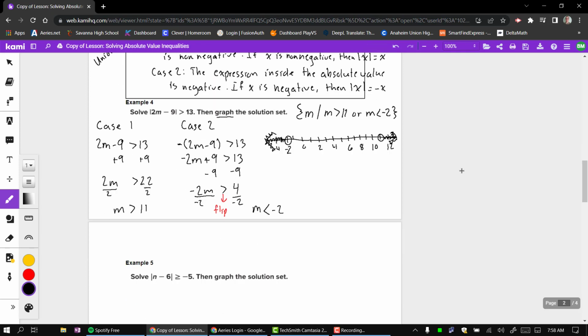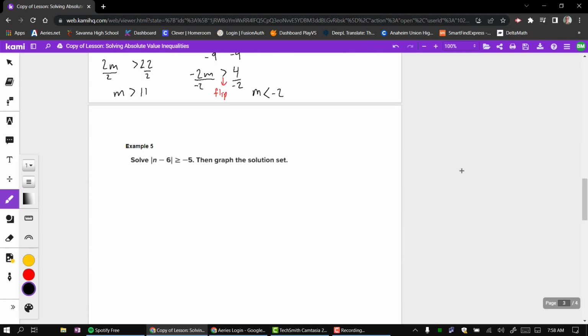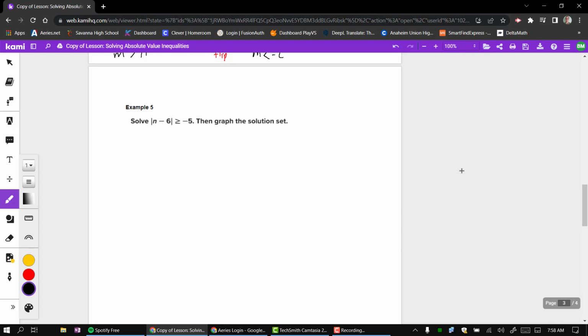Let's take a look at one more problem. So example 5, solve the absolute value of n minus 6 is greater than or equal to negative 5. So let's start off with case 1. What happens if it's non-negative? Notice that this time it's greater than negative 5. That's why we can do the two cases. Where on the previous example, it was less than negative 5. And that's where we were getting stumped on.